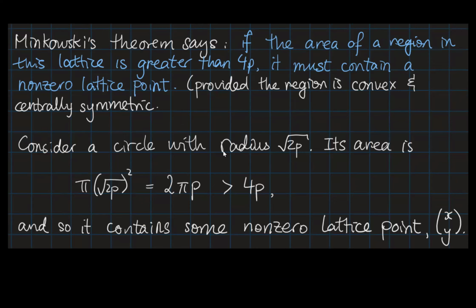Since we want to find a lattice point whose distance squared from the origin is less than 2p, we can consider a circle that has radius root 2p. And the area of that will be 2 pi p, which is bigger than 4p. And so now we can apply Minkowski's theorem, which tells us that the circle must contain some non-zero lattice point. Let's call that xy.